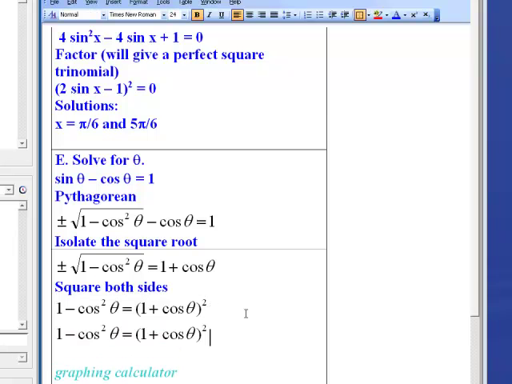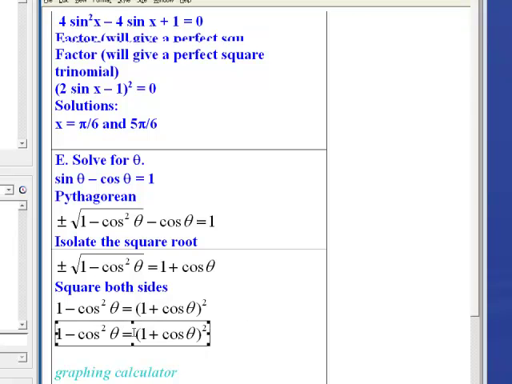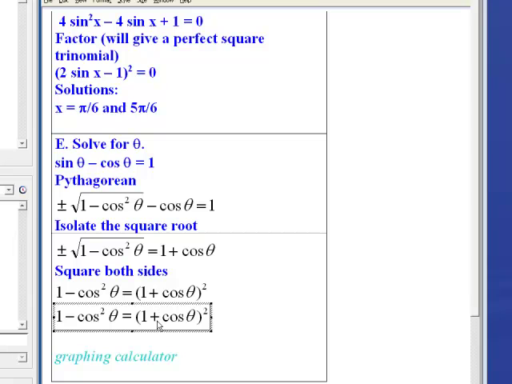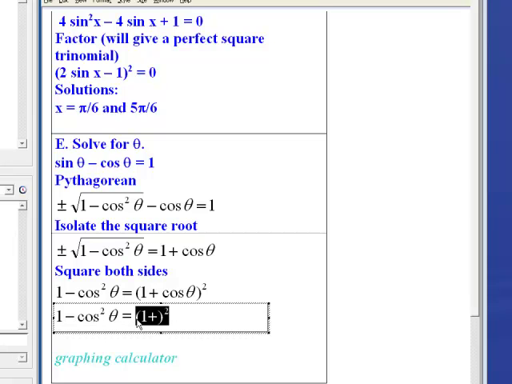So here, expand. On the right-hand side, we're going to get 1 plus 2 cosine theta plus cosine squared. That makes sense. We know how to do a perfect square trinomial, so it's going to be 1 plus 2 cosine theta plus cosine theta squared.